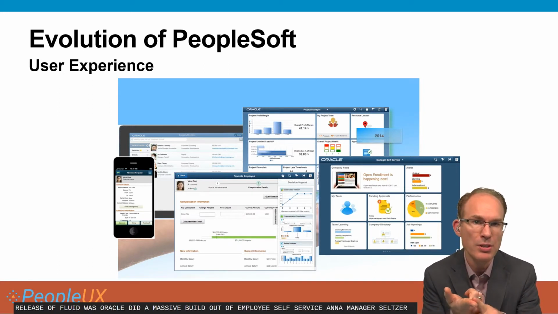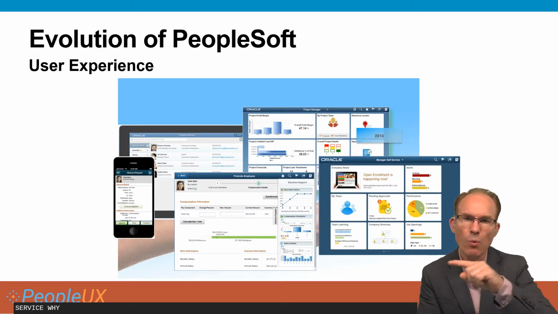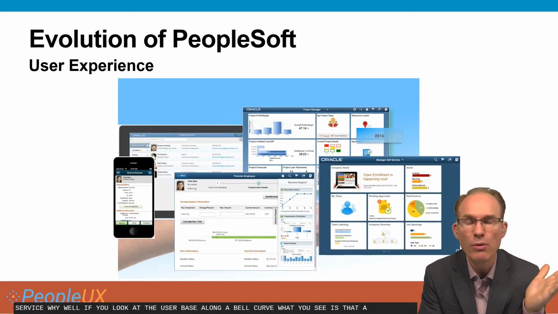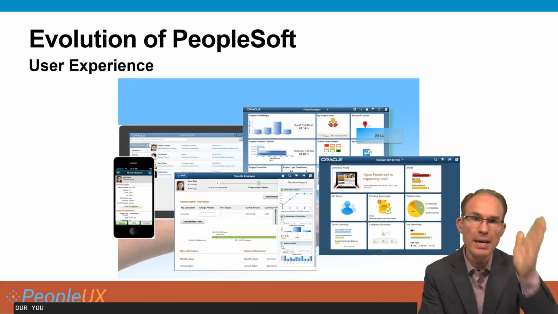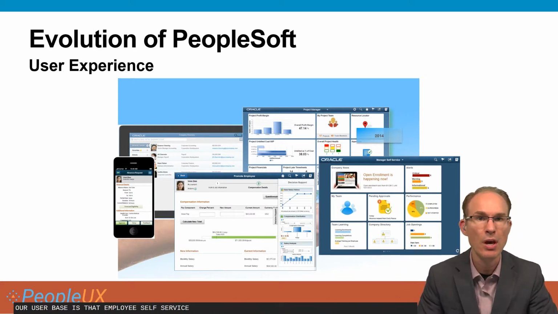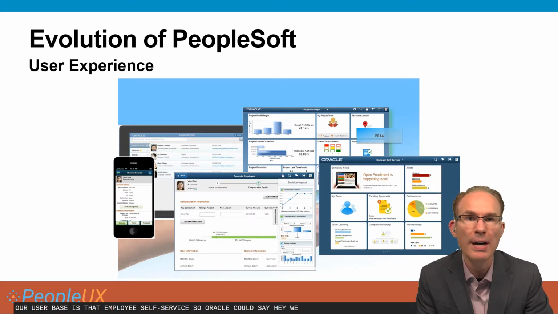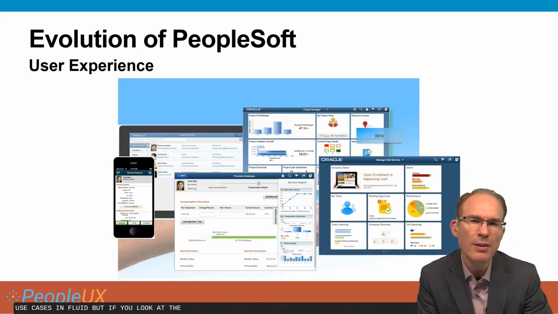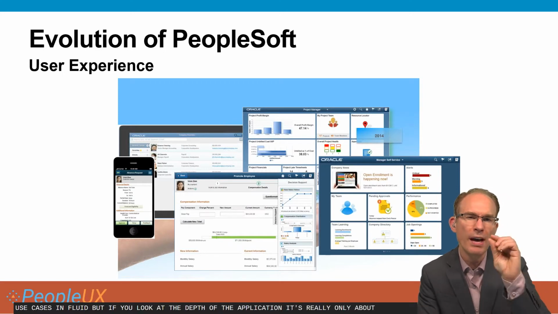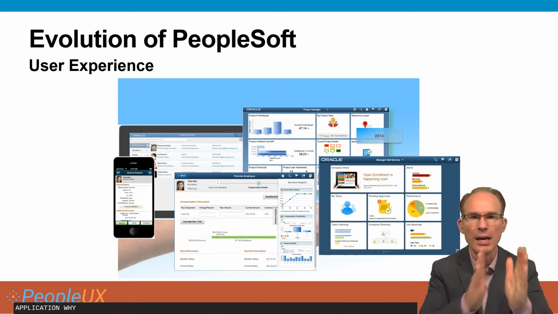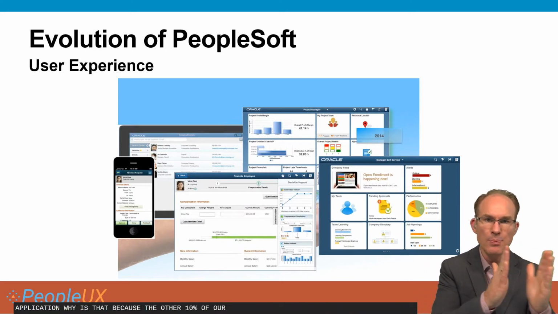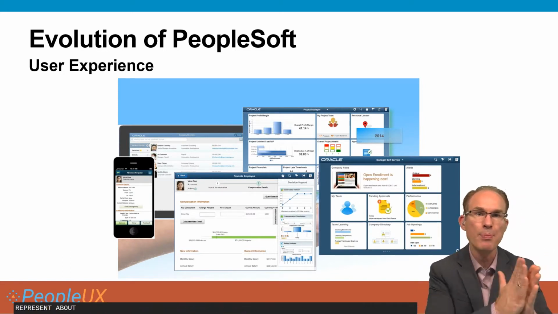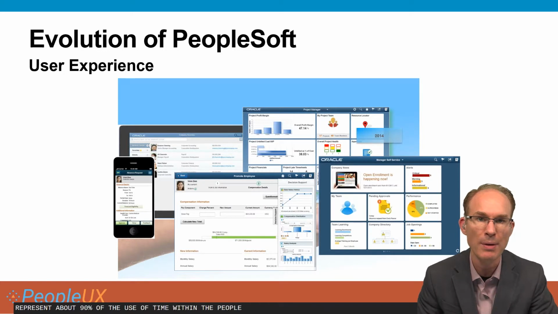and manager self-service. Why? Well, if you look at the user base along a bell curve, about 90% of our user base is that employee self-service. So Oracle could say, hey, we covered about 90% of your use cases in Fluid. But if you look at the depth of the application, it's really only about 5% of the application. Why is that? Because the other 10% of our user base, flip that bell curve over, they represent about 90% of the usage time within the PeopleSoft application.